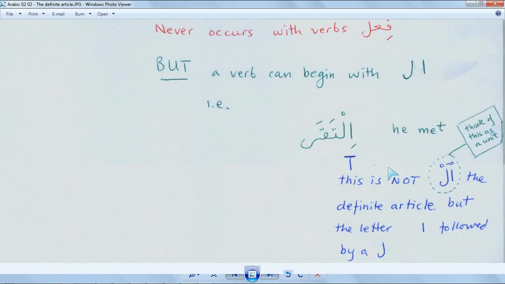So when you first start off, this may look a bit confusing because you can't tell the difference between nouns and verbs. But as you get more and more experience, you'll see the pattern and you'll know the meaning of words, you'll know that iltaqa is not the taqa, but it is he met. It's useful to think about al, the definite article, as a unit. And remember, this hamza is always a hamzatul wasl.